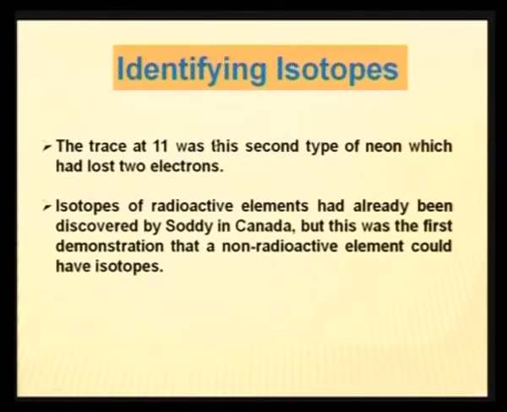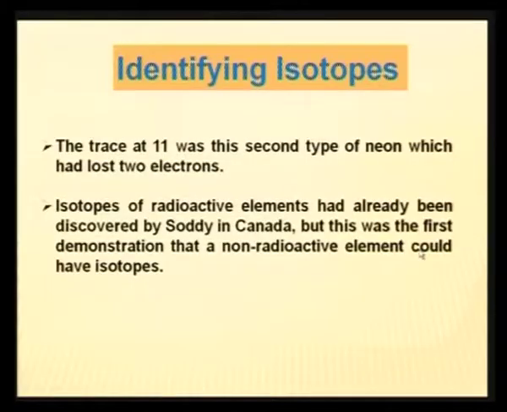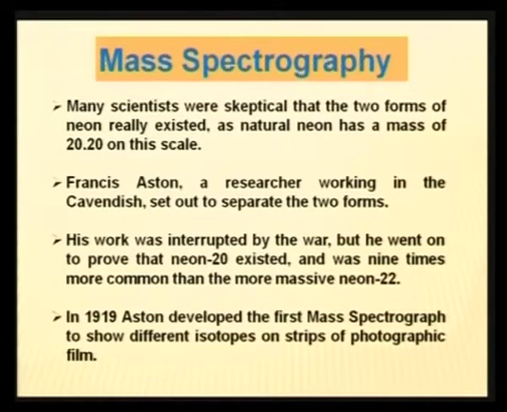The trace at 11 was the second type of neon which has lost 2 electrons. Isotopes of radioactive elements were studied by Soddy in Canada, but this is the first demonstration that a non-radioactive element like neon could have isotopes. So many scientists were skeptical about the forms of neon.